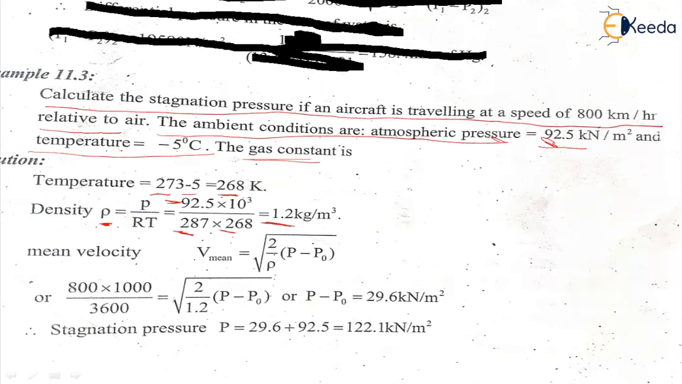Then what is the formula for the mean velocity? The velocity is the square root of 2 by rho into (P minus P0). This pressure P is called impact pressure or stagnation pressure, and P0 is called static pressure. Now substitute. The speed is given in kilometers per hour, so now convert it into meters per second.